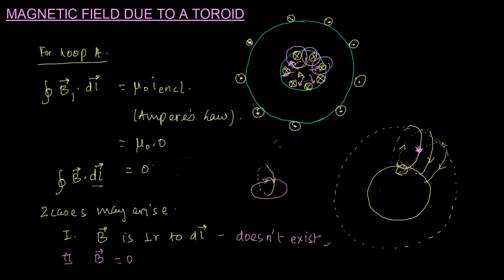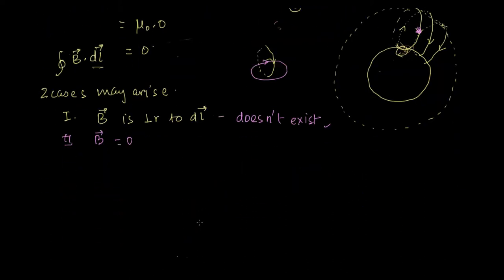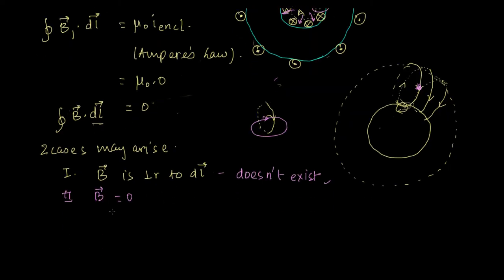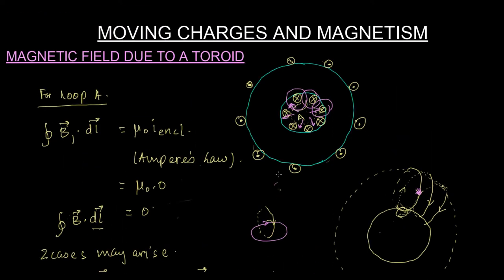So what I am trying to say is within this toroid here, the field is zero. Right? Here, not within the toroid, but here, the donut kind of hole that it has. So, field is zero in the inner circle. Now, I take the outer circle. Let us say this.